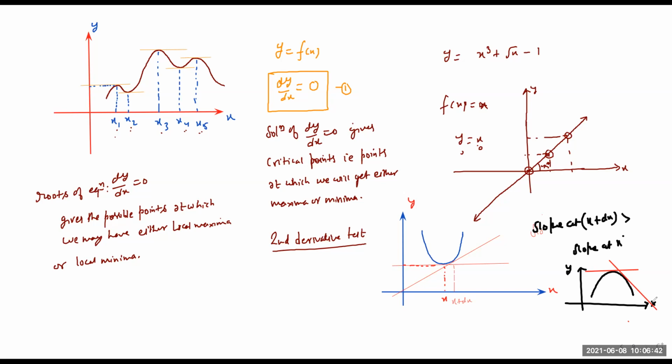So as you go next to the point of maxima, what do you expect? Your slope will decrease or increase? Decrease numerically. It will become negative. So that is the property by which we differentiate between the local maxima and the local minima. At local minima, the slope will grow. At local maxima, the slope will decrease.